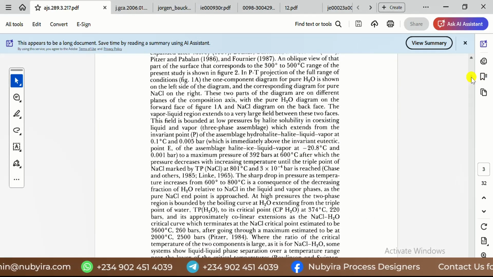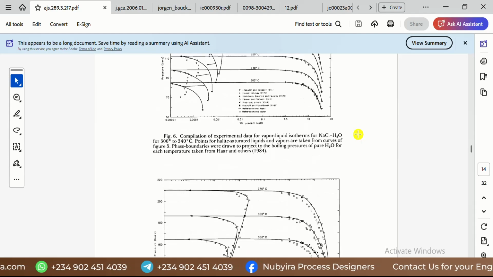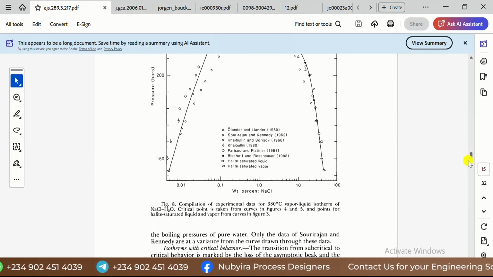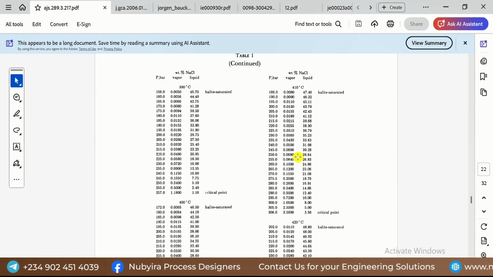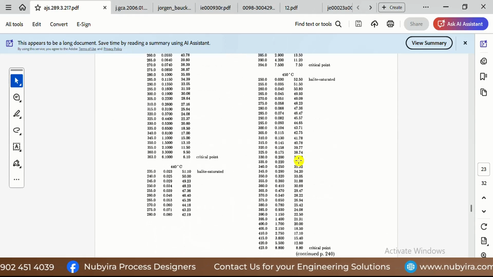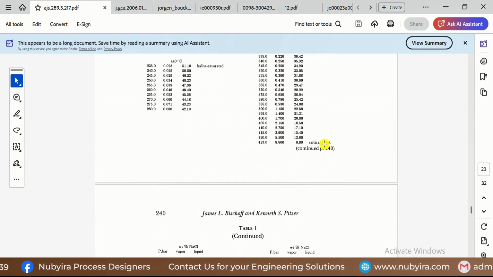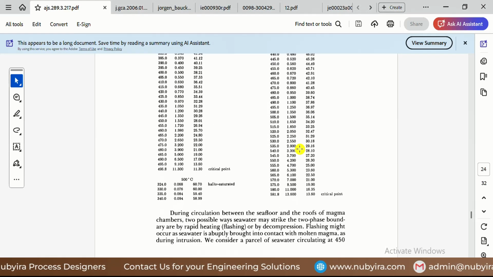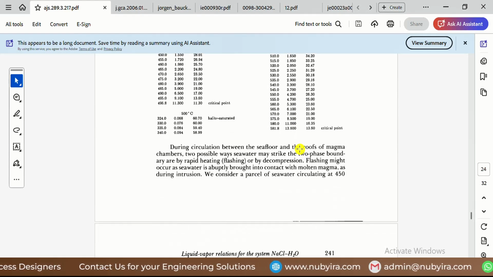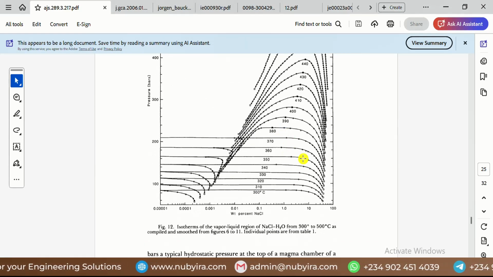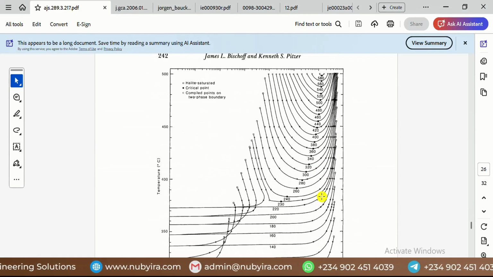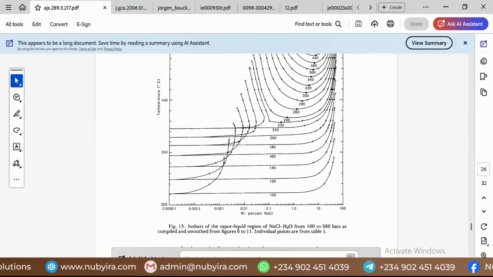All this thermodynamic, all this equilibrium data is recorded from Beckhoff and Pizza, this vapor equilibrium data for supercritical condition brine. You can see the critical condition for high pressure and high temperature water and salt solution. So I have to do that for Aspen Plus and Aspen Custom Modeler.